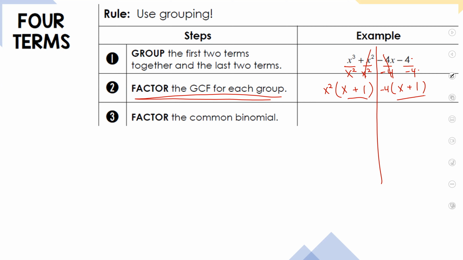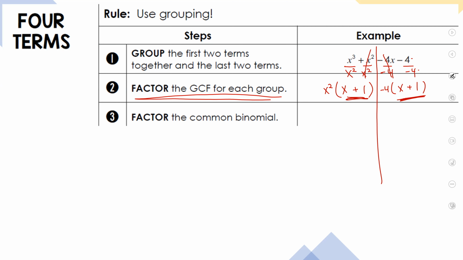Now, this is how you know if you did this correctly. These need to match. You guys see what I'm talking about? I have an X plus 1 on this side, and I'm left with an X plus 1 on this side. You need to be left with the same thing. If you're left with different things, then you did something wrong, okay?